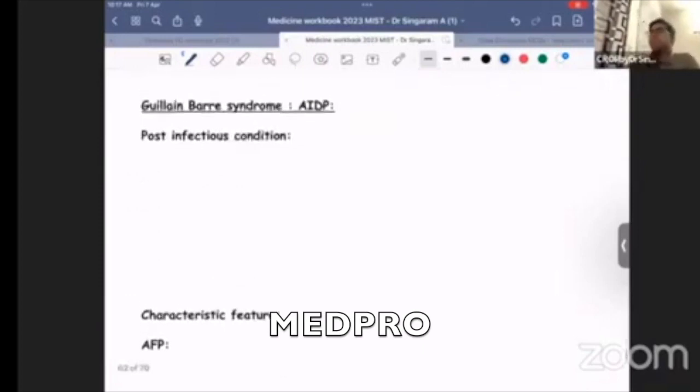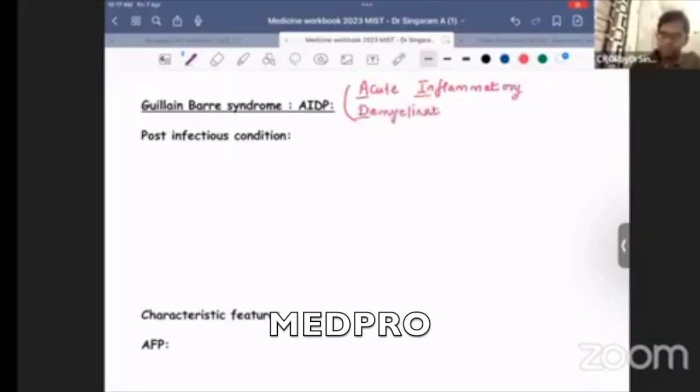I have written a term for this also. What is that? AIDP. Does anyone know the expansion of AIDP? AIDP stands for acute, please remember, acute inflammatory demyelinating polyneuropathy. Demyelinating polyneuropathy.